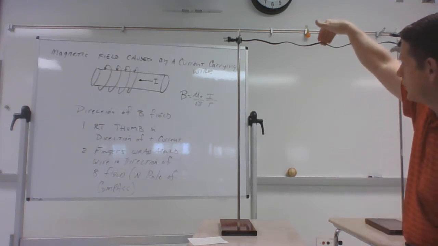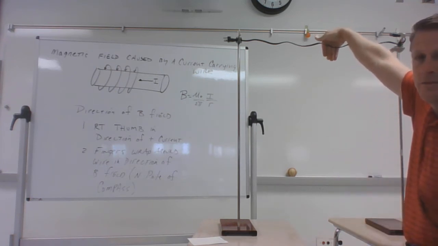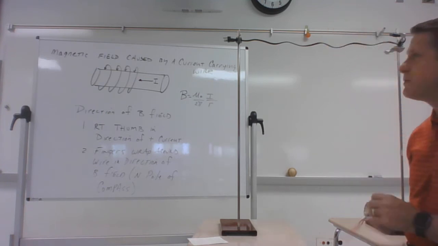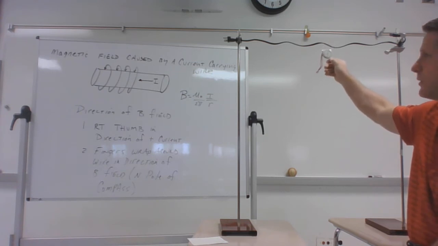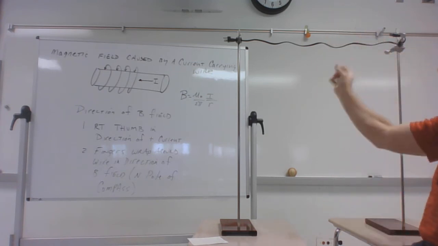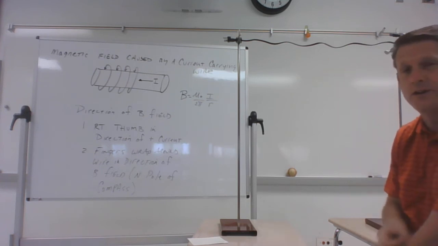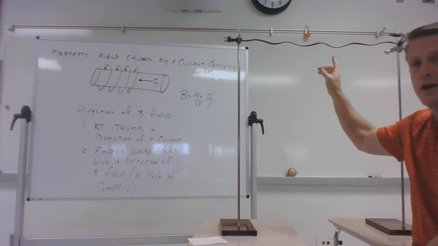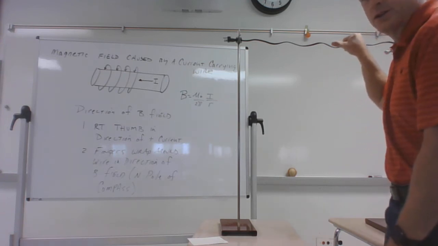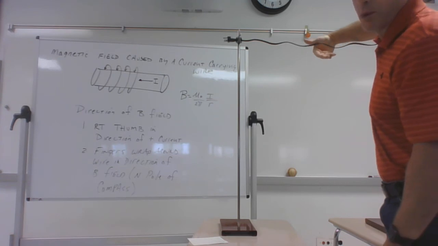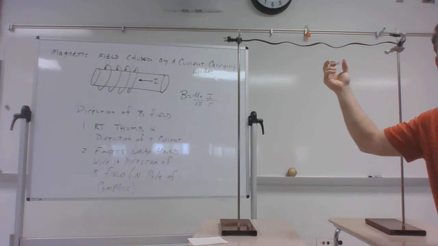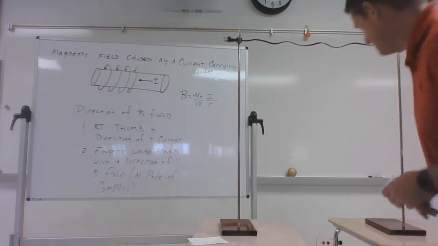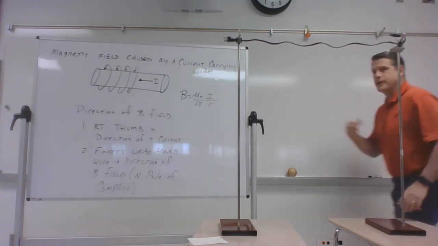If I loop my fingers around and now I'm at the back of the wire, then my fingers are pointing downwards, which means if I were to put a compass back here, the north pole of the compass would point downwards. Underneath the wire, is there a magnetic field down here associated with the current carrying wire? Absolutely. If the current is going in this direction, then down here, my fingers are pointing out towards the camera. Again, that means the north pole of the compass would point out towards the camera.